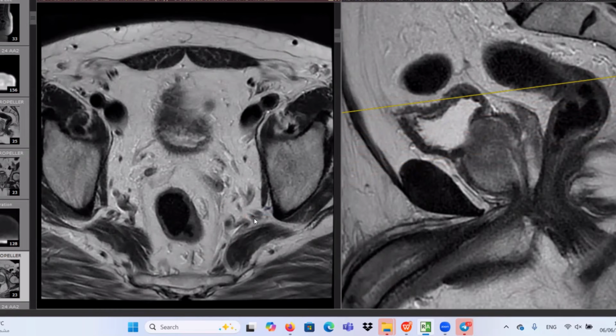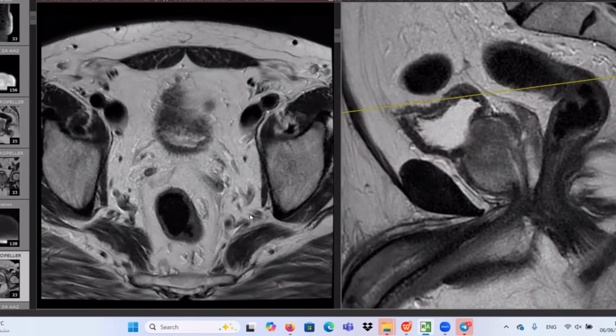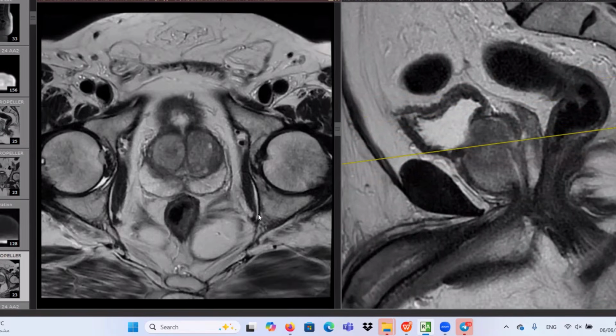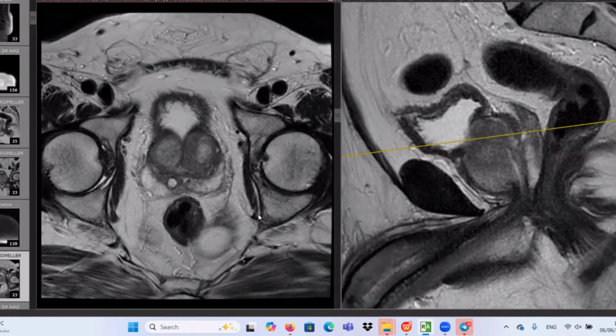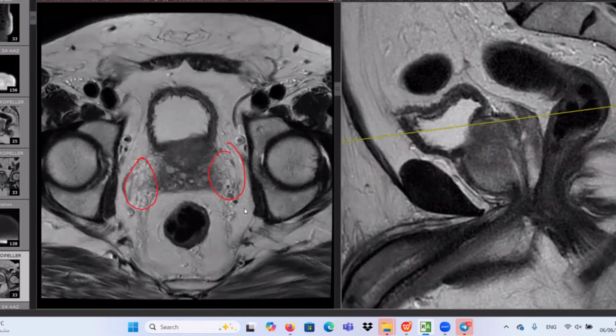You should check superior and inferior. You will find this structure going from up to down. So it is a tubular structure, so it's a vascular structure, a vascular channel, not lymph node enlargement. Also, we have here the periprostatic venous plexus. And we have also the neurovascular bundle at this area at 5 o'clock and 7 o'clock position.